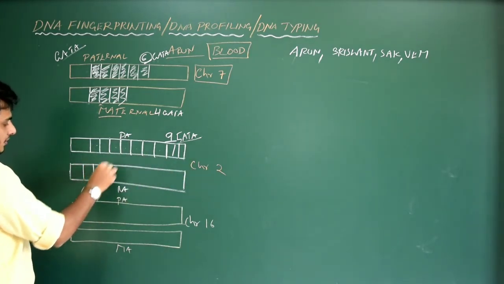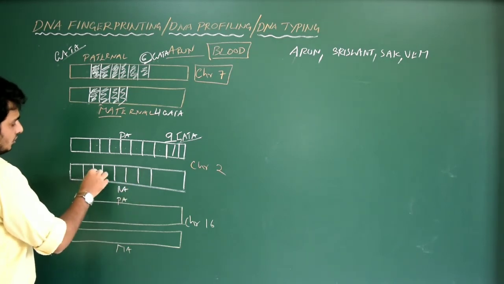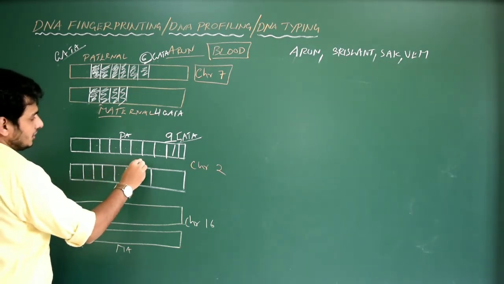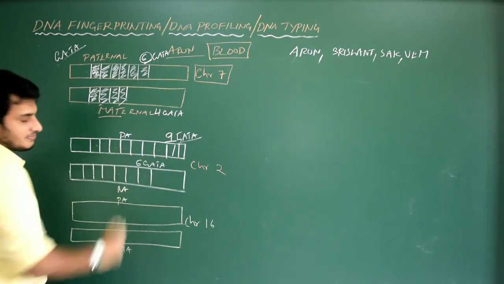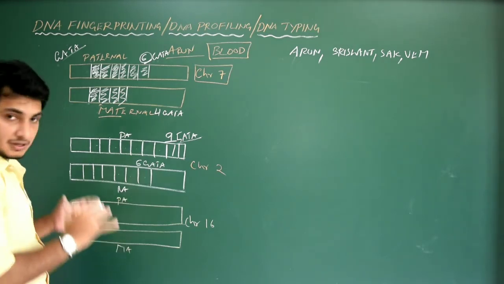Okay, another one. 1, 2, 3, 4, 5, 6. Okay, in this case, 6 GATAs are there. Are you getting my point? Hope you are getting or understanding this.